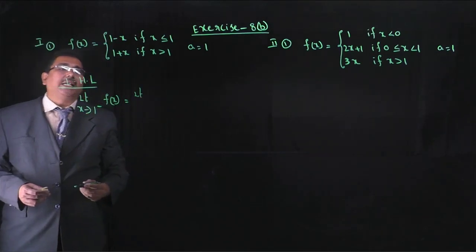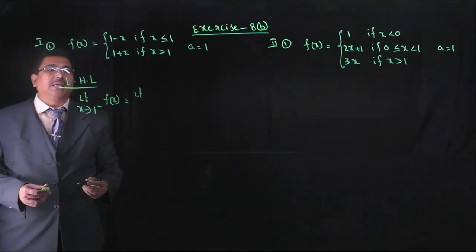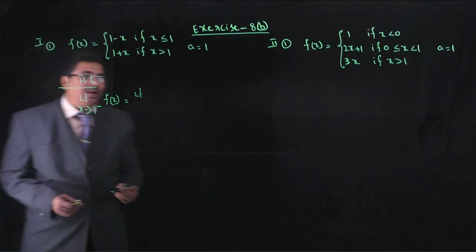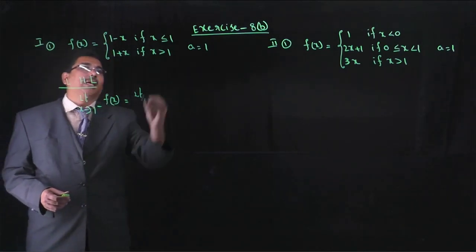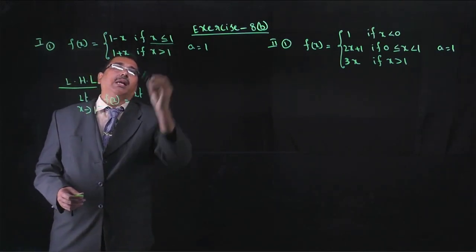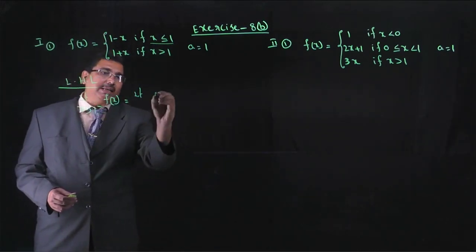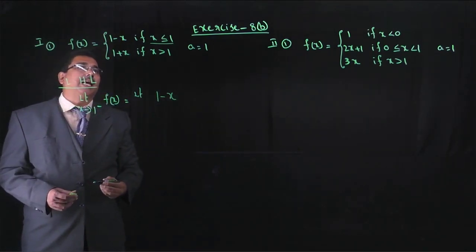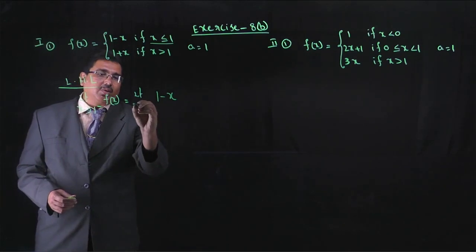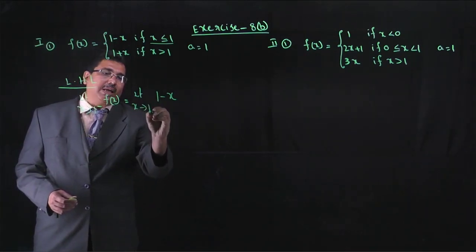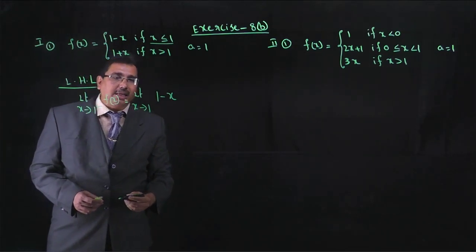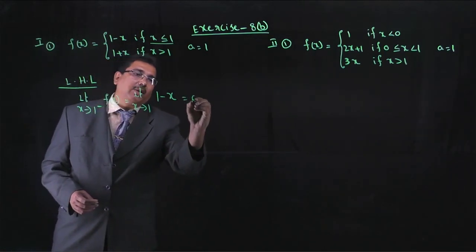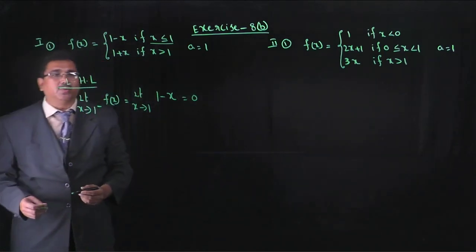Limit x tending to 1 minus means x less than 1. What is the corresponding function when x less than 1? That is 1 minus x. Now here no need to write x tending to 1 minus, simply limit x tending to 1. Now by applying the limit value, the left hand limit is equal to 0.